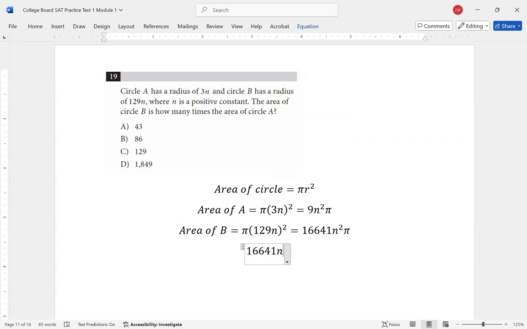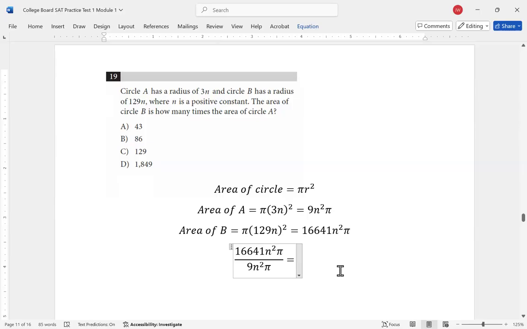Another way to do this is just to say if we have 16,641 times n squared times pi, and that's all being divided by 9n squared times pi, this will give you how many times the area of A is the area of B. I'm sorry, the area of B is how many times the area of A, excuse me. And the n squareds are going to cancel out, the pi's are going to cancel out, and you just have to take 16,641 divided by 9.